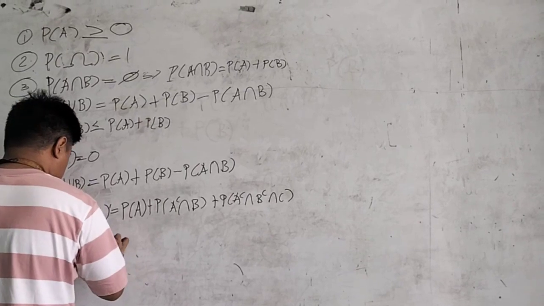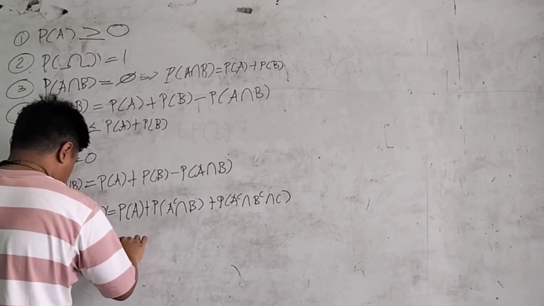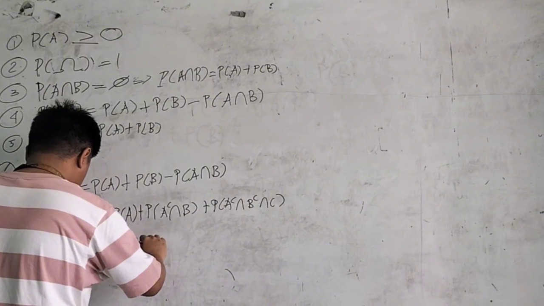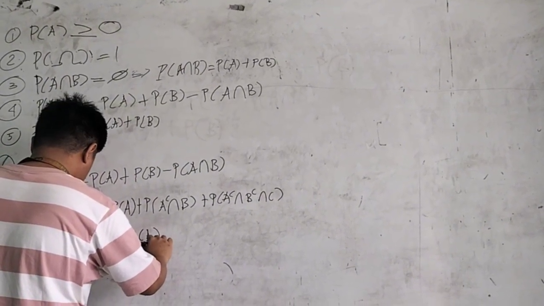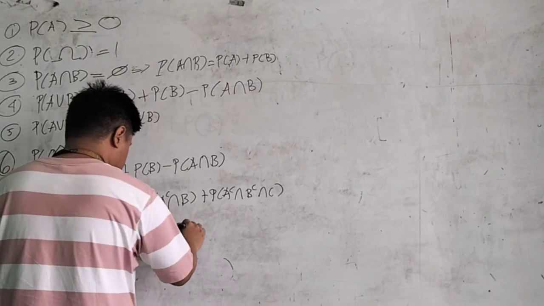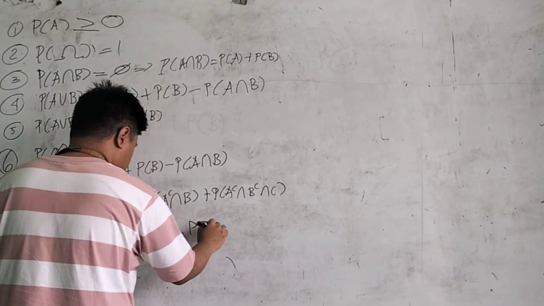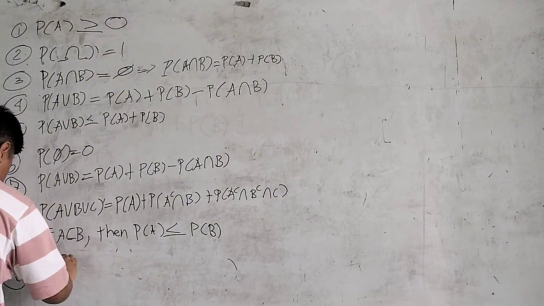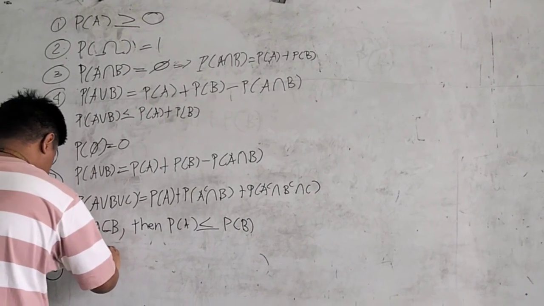If A is a subset of B, then the probability of A is less than or equal to the probability of B. If event A is a subset of event B, then everything in A also belongs to B. Logically, A cannot have a higher probability than B because it represents a smaller or equal portion of the sample space.